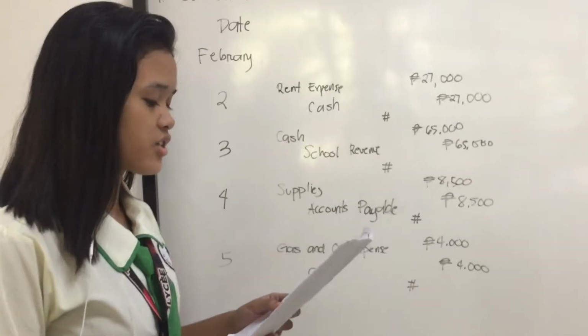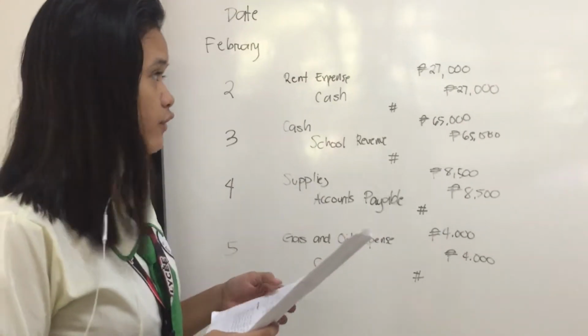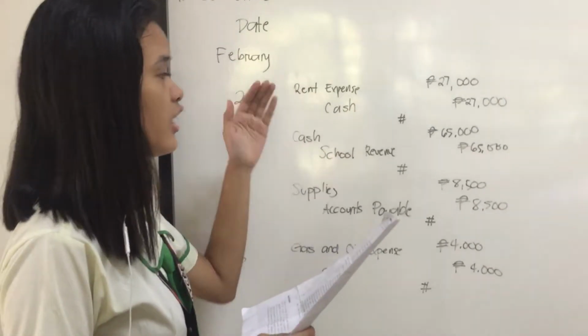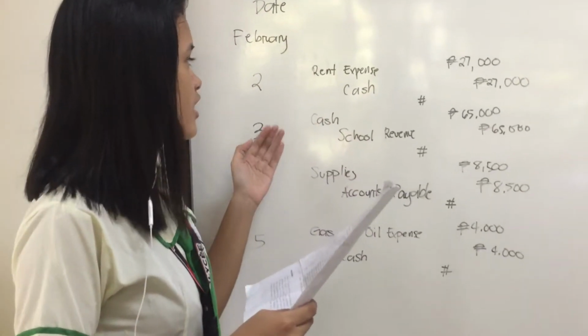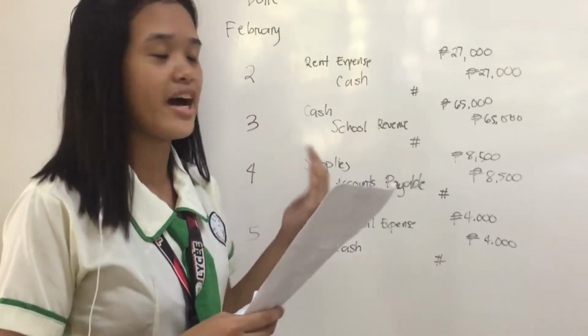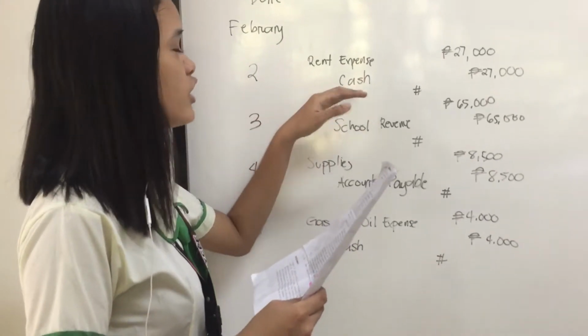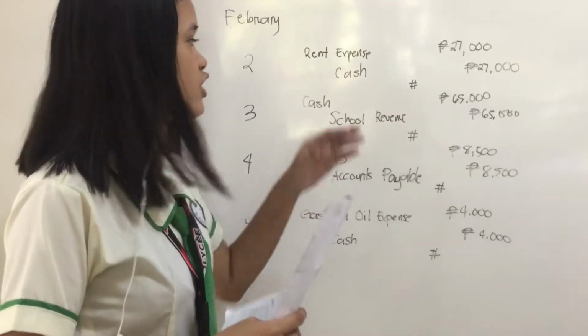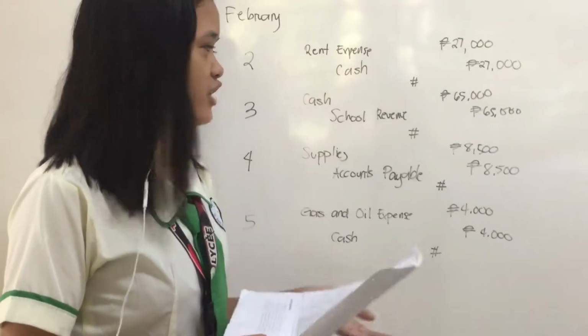February 2, the transaction is paid this month's rent of 27,000 pesos. So our debit is rent expense since our rent expense increased. Then what we paid out was our cash. So our cash decreased, so that is our credit of 27,000 pesos. And don't forget to put a hashtag at the end of each entry.